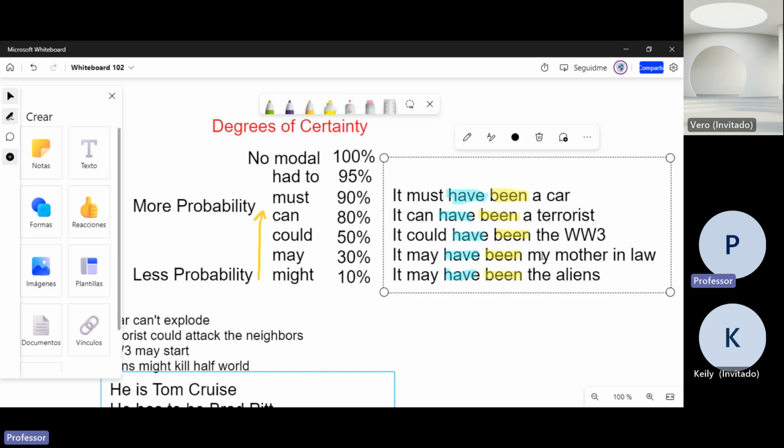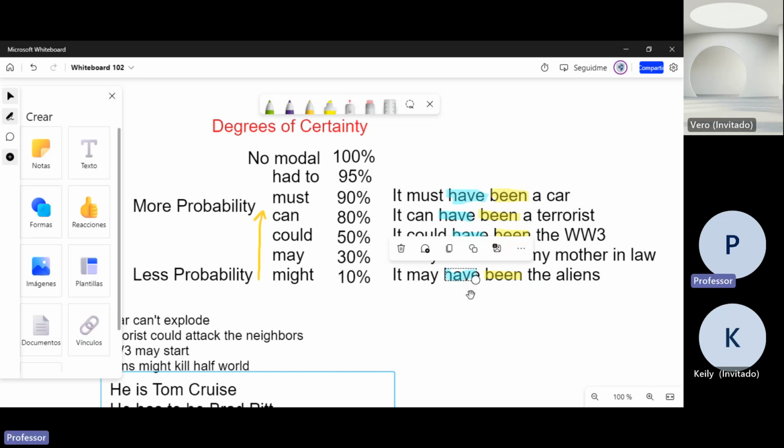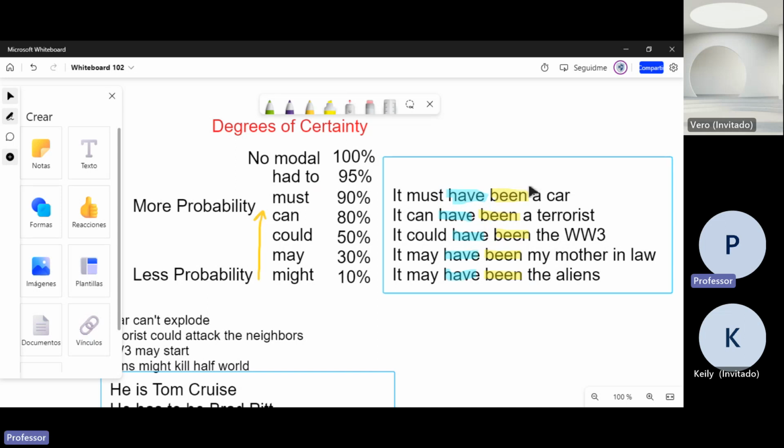When we're going to express probabilities in the past, it's necessary to use a perfect tense. So we need have, always have, never has. It doesn't matter if we're talking about a third person, and always a verb in past participle. Okay?